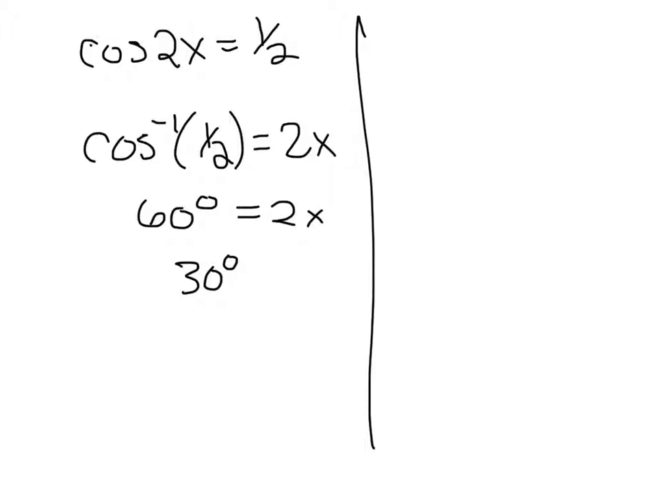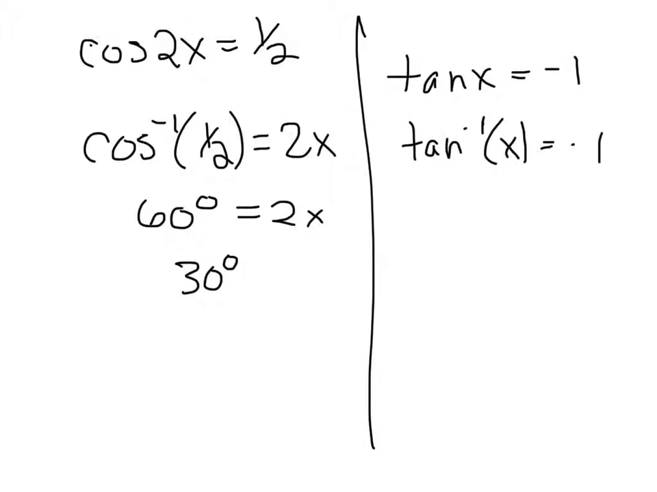Another example of a solving function would be tangent of x equals negative 1. So this is find the angle whose tangent is negative 1. And that would be a 45-degree angle, but it's got to be in the second or the fourth quadrant. So this would be 3 pi over 4 plus pi times k. So it's going to be 3 pi over 4, and it's going to repeat every 180 degrees.